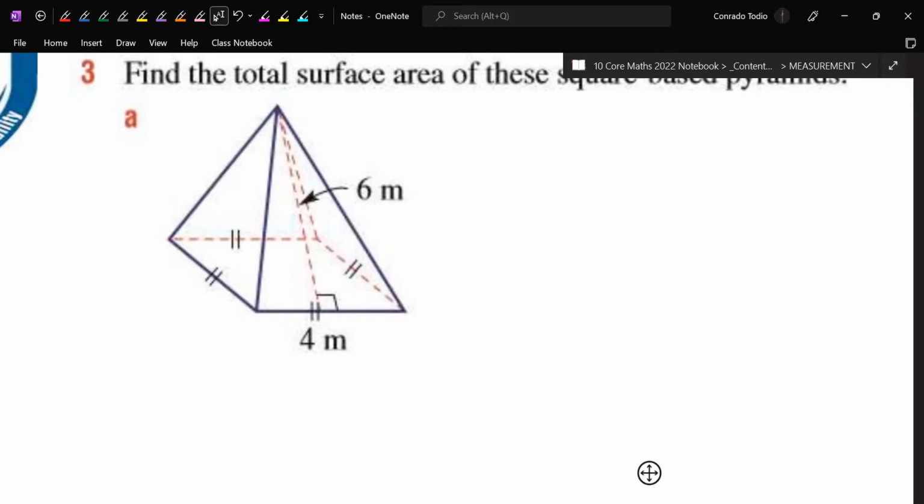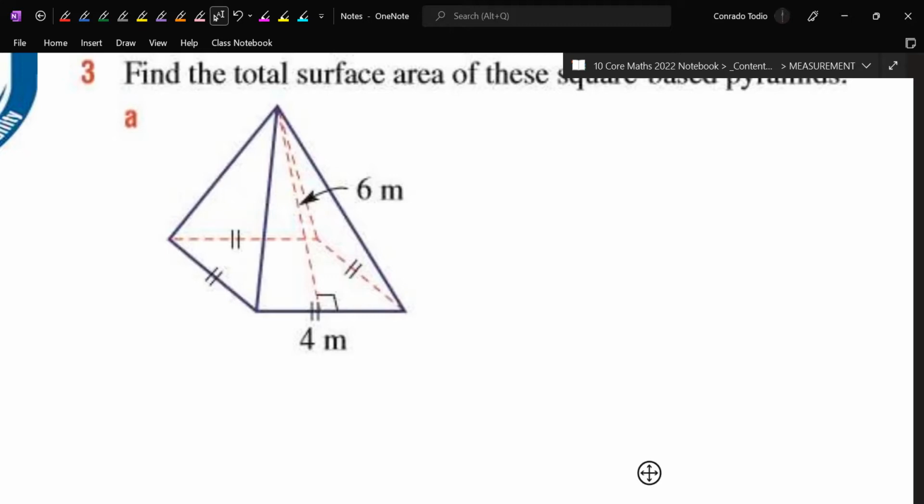Also, please copy down the measurements and the units there. So it's meters for both, 6 meters and 4 meters. I don't think we've thrown a question at you yet with different units, but it has happened in the SAC, so just keep that in mind.